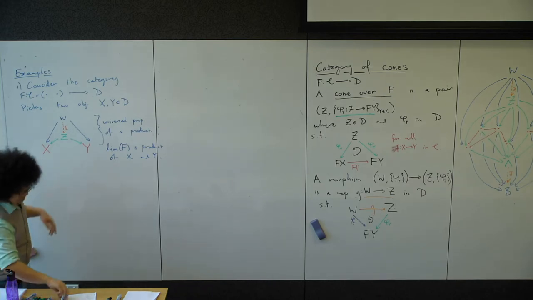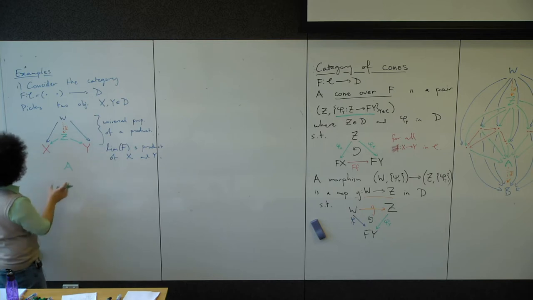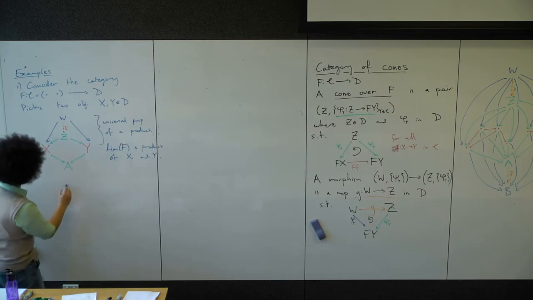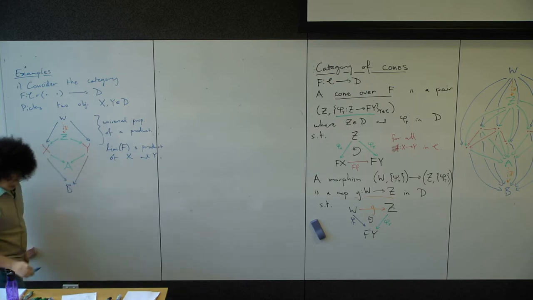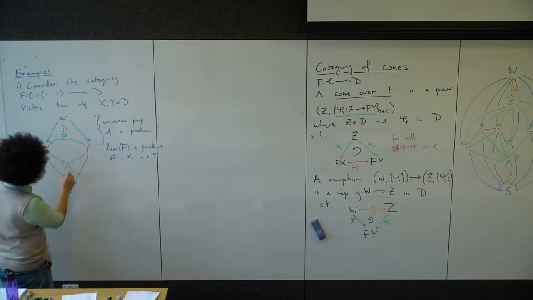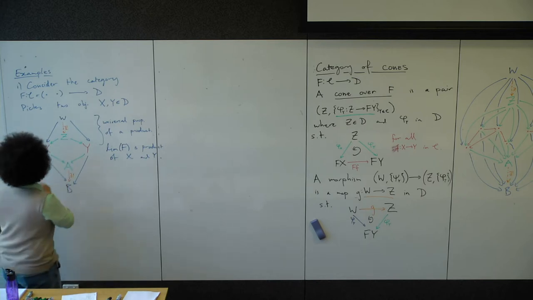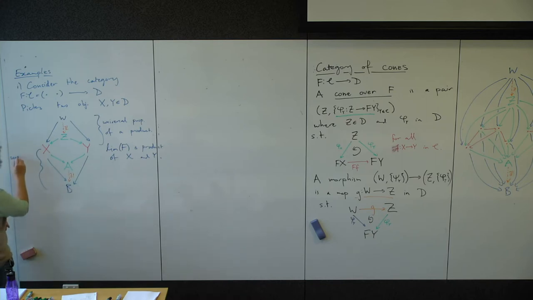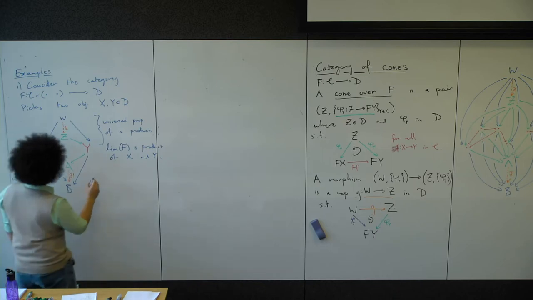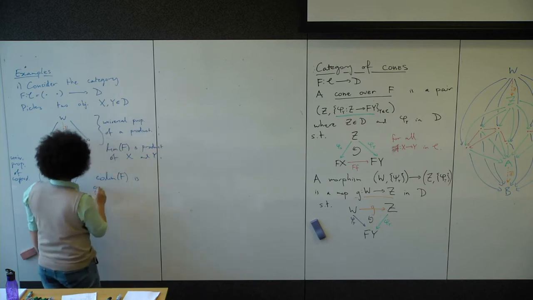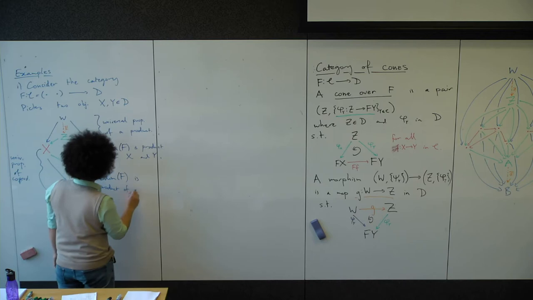All right, now if we do the dual thing, I'm going to have A, and a cocone under this functor looks like this. So if I have another cocone, and I ask what the initial object in this category of cocones is, this is the universal property of a coproduct. So the colimit of F is the coproduct of X and Y.